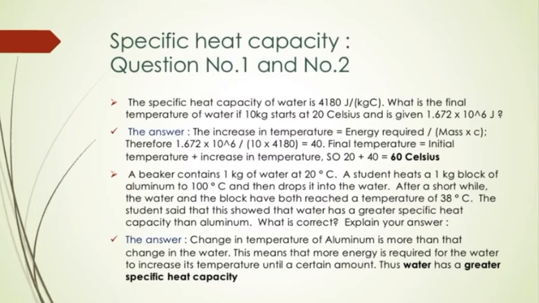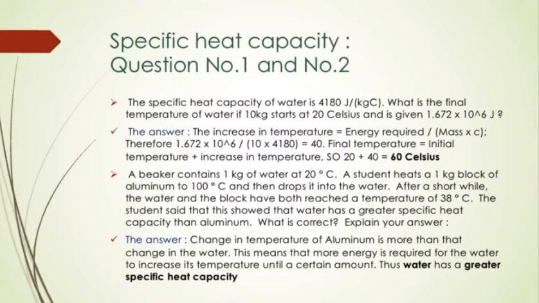So the final temperature, we know that the final temperature is equivalent to the initial temperature, which in this case is 20, plus the increase in temperature. And we know that we got the increase in temperature, which is equivalent to 40. So 20 being added to 40 is equivalent to 60 Celsius.